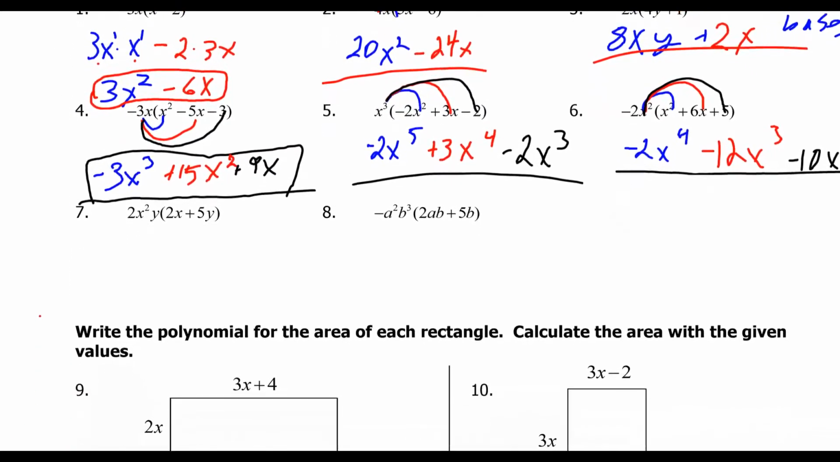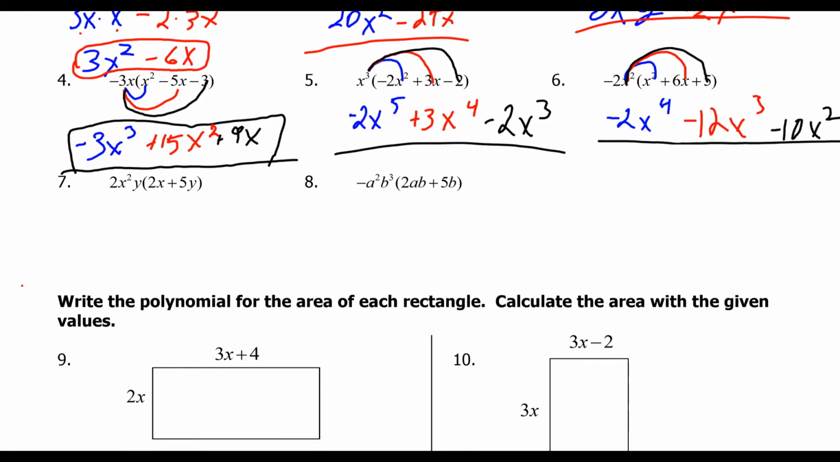Alright, now on number 7, what we need to do is we need to take all 3 of these and multiply it by the 2x and then by the 5y. Okay, so what we're going to do is we're going to do 2 times 2, which is 4, and then x squared times x, which is x cubed.